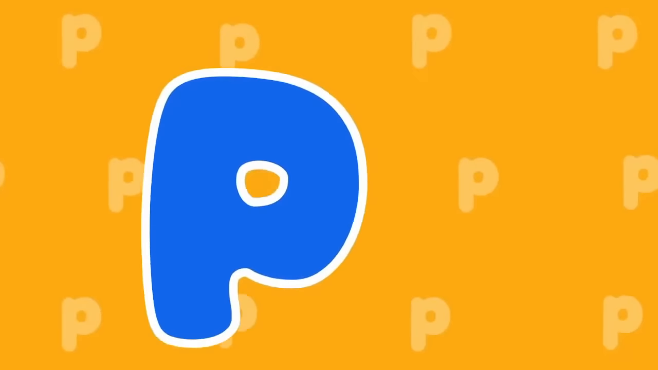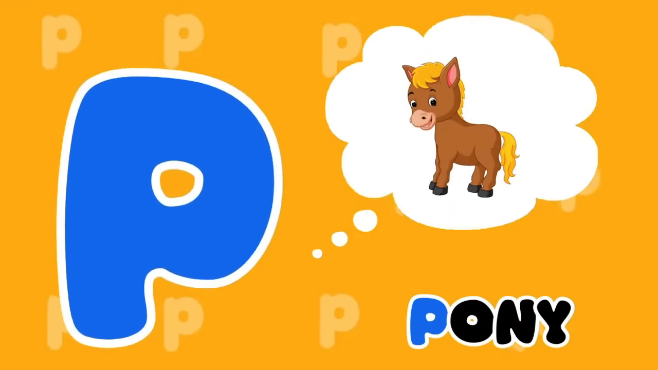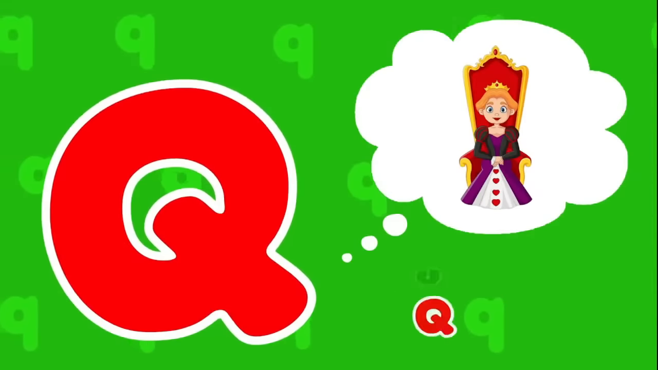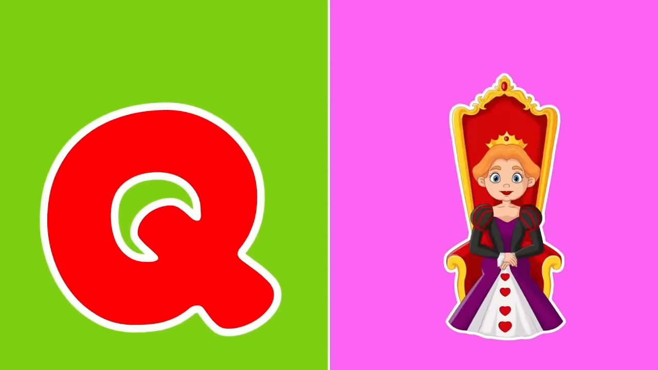P is for pony, p, p, pony. Q is for queen, qu, qu, queen. Q, qu.